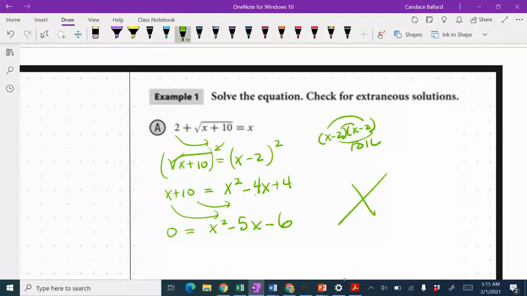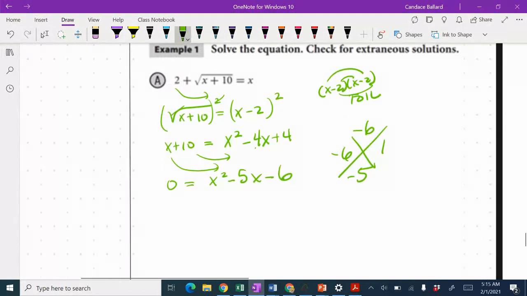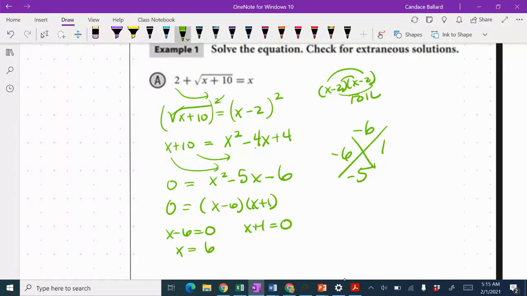We're going to get out a good old magic x. Two numbers that multiply to -6 and add to -5 would be -6 and 1. We've got 0 equals x minus 6 times x plus 1. I'm going to do zero product property. And we've got x equals 6 and x equals -1. I do need to double check to see if I can put these answers both in. So I'm going to go back to my original equation. I'm going to see if either one of these makes it extraneous.